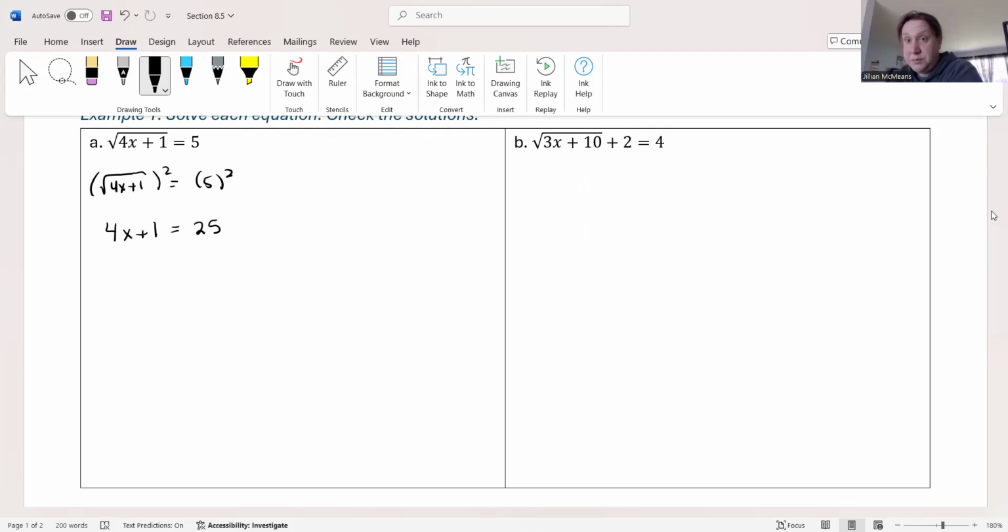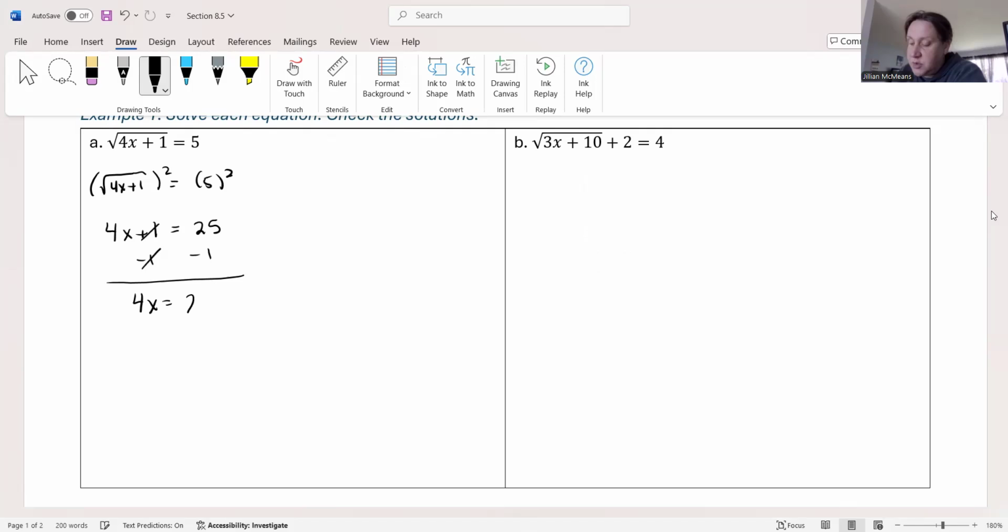Well, now I just have a really basic linear equation to solve like we did at the beginning of this course. I want to isolate my 4x. To do so, I would move the 1. I do that with subtracting. On the left, 1 minus 1 is 0. 4x plus 0 is 4x.